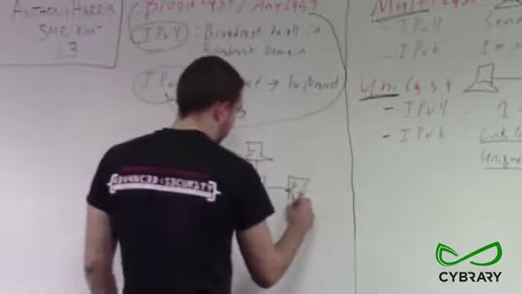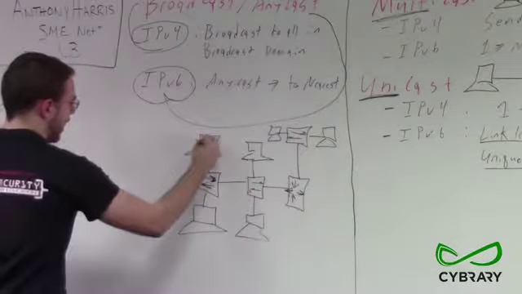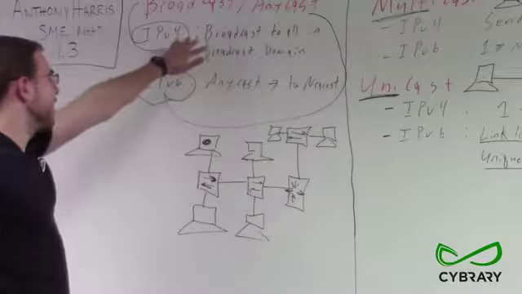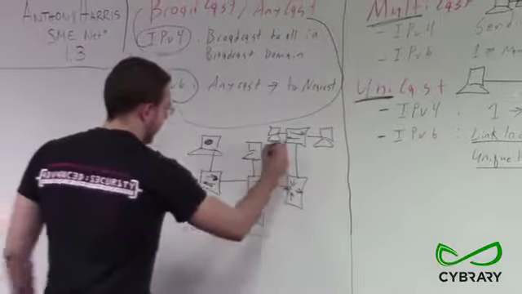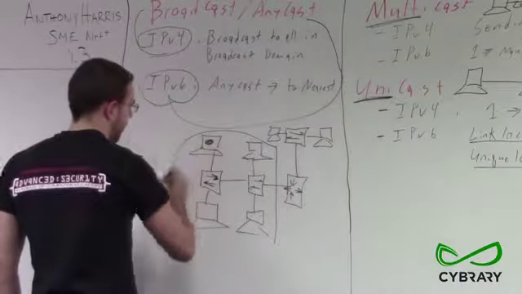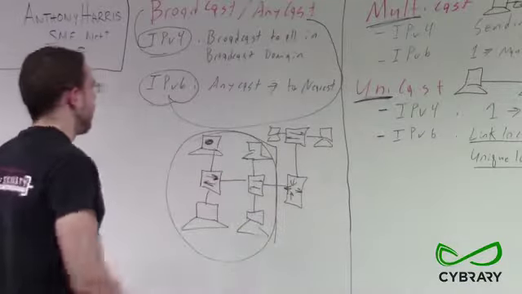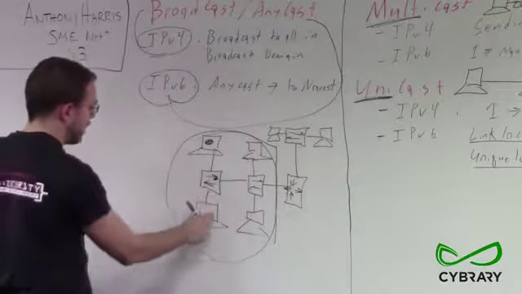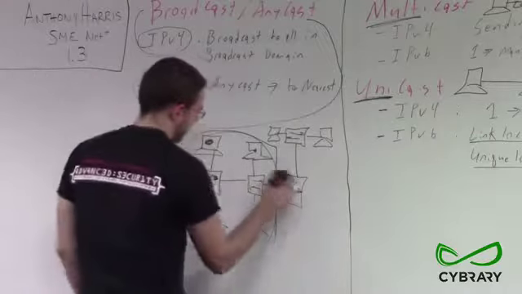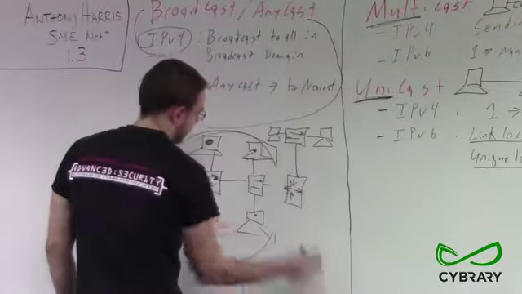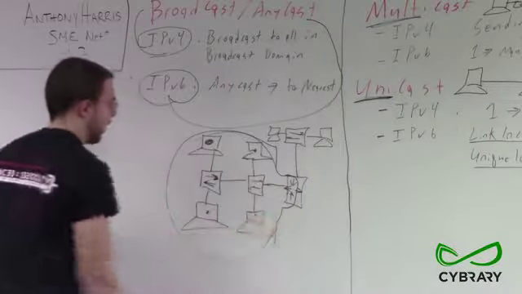If on the outside of this router there's another switch with more computers, and our computer right here sends out a broadcast message with IPv4, our broadcast message only propagates on this side of our router. Our broadcast domain is this segment right here that's connected by our switches. So when we send out a broadcast, we'll only be hitting these computers here, as well as our router.